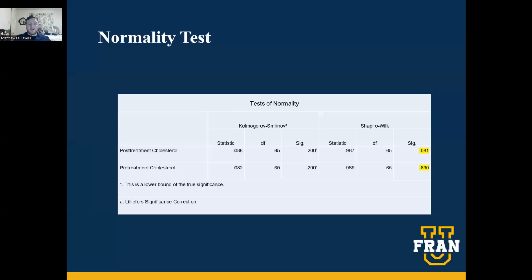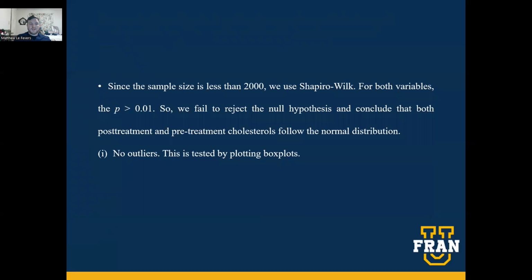Normality test. Below you will find the test of normality. In particular, we're looking at the Shapiro-Wilk test, post-treatment cholesterol with a significance of 0.081 and pre-treatment cholesterol at 0.83. Since the sample size is less than 2,000, we use the Shapiro-Wilk for both variables. The p-value being greater than 0.01, we fail to reject the null hypothesis and conclude that both post-treatment and pre-treatment cholesterols follow the normal distribution.